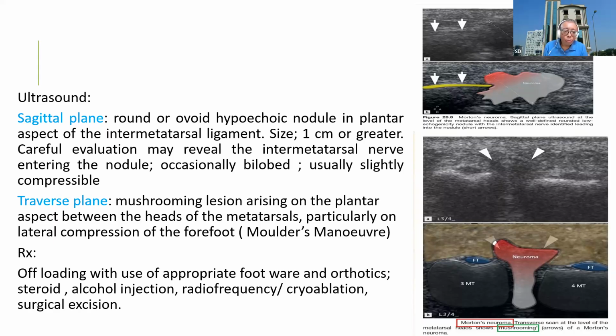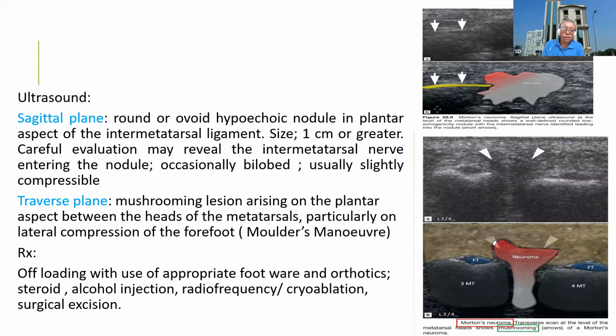Here, this mushroom lesion can be more nicely seen if we compress the foot. If you imagine this is a foot, and we compress the foot laterally like this, then the mushroom lesion will be nicely seen popping out between the two heads of the metatarsal. This maneuver is known as Mulder's maneuver. And sometimes you can feel the click, or you can palpate the clicking of the nerve as the nerve is displaced when we compress the lateral aspect of the foot. This is called Mulder's click or Mulder's maneuver.